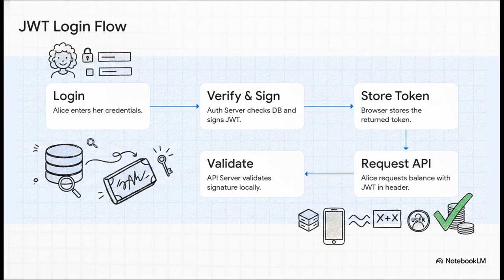Now here's where the magic happens. Step 4. Alice wants to check her account balance. She sends a request to the API server, attaching the JWT right in the authorization header. Step 5. The API server gets this request, and guess what?